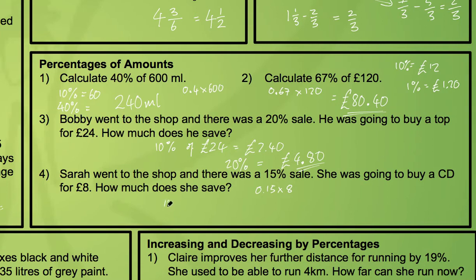So I can do 10% is 80p, £0.80. 5% is half of that, £0.40. So 15% is those two combined, which is £1.20. 80 pence plus 40 pence.